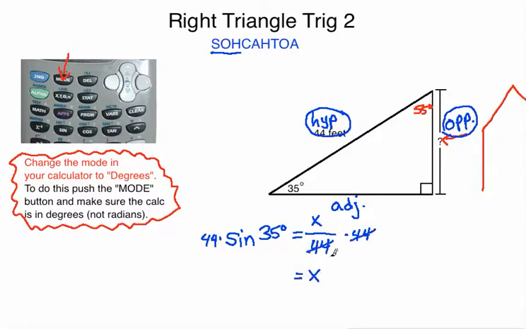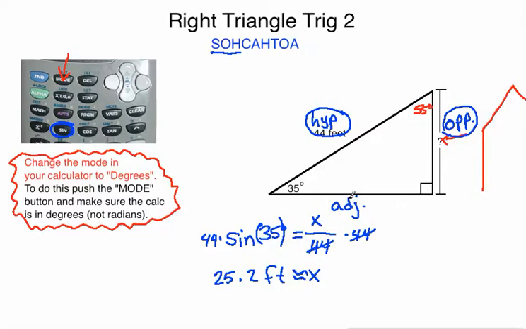So I'm going to get x equals, and then you're going to type in your calculator 44 times, and then you're going to use the sine button, which I'm circling over in the top left part of your screen. So 44 times sine, and then you're going to put 35 inside of sine. There will be parentheses, just like that. Press enter, and we get approximately, we'll round to the nearest tenth, 25.2 feet.